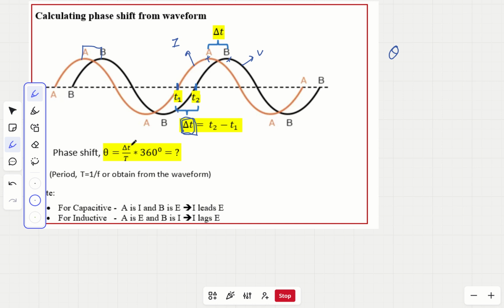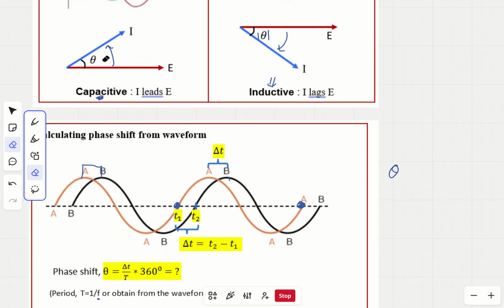This is the equation for phase shift. We take the time difference, we divide by the period. How to find the period? Period is one cycle from here to here, the time from here to here. So if we take this, we know the period. Or if the frequency of the waveform is given in the question, you can just divide 1 over frequency to obtain the period. So this is the period. Now if we divide these two and we multiply by 360, we will get the phase shift. This is the phase shift, which is equivalent to the angle over here.